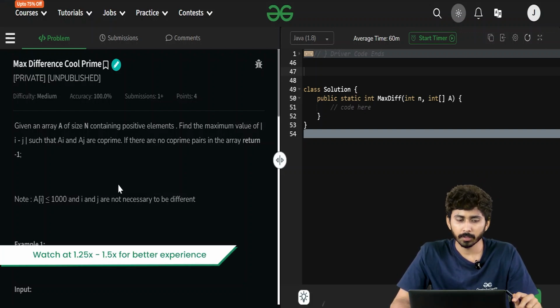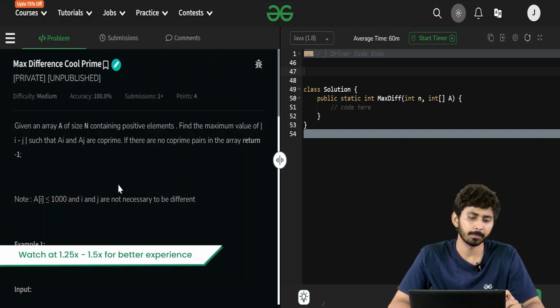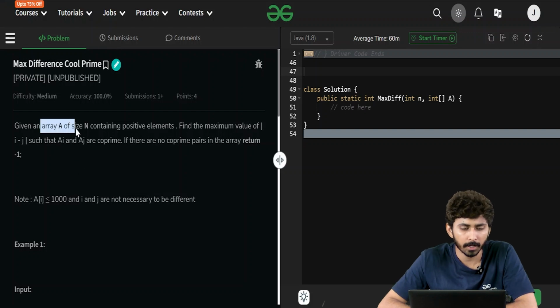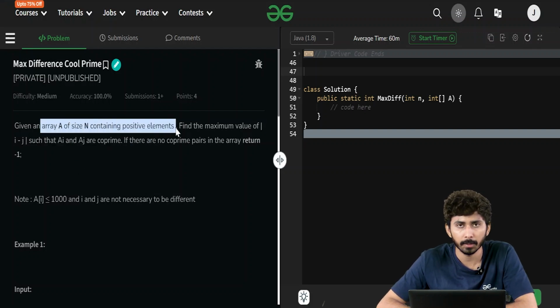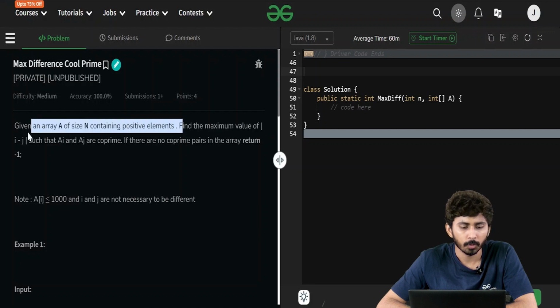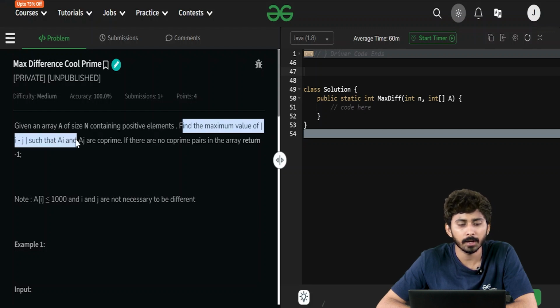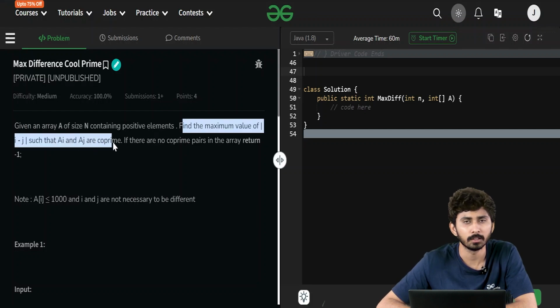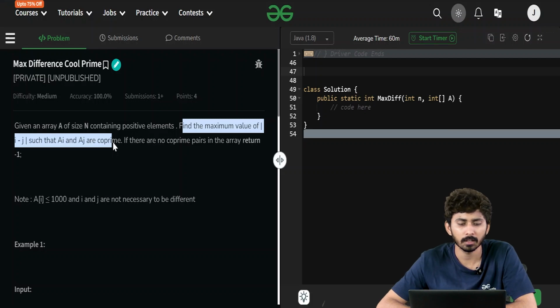So let's try to understand what the question is trying to say. In this question, you will be given an array of size n containing positive elements. Find the maximum value of modulo i minus j such that a[i] and a[j] are co-prime of each other. Co-prime means the highest common factor or GCD of those two elements should be 1. The greatest common divisor should be equivalent to 1.